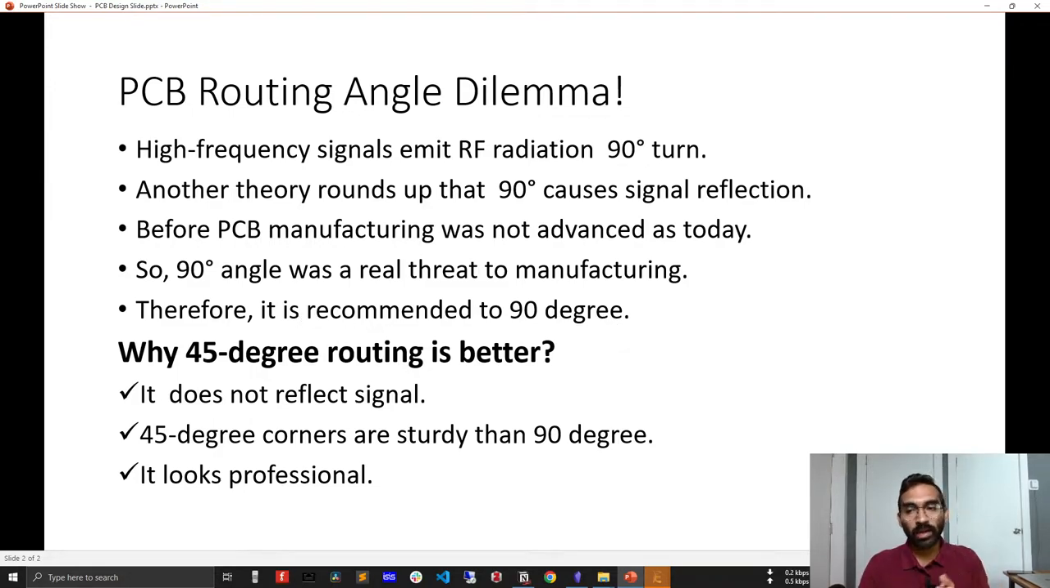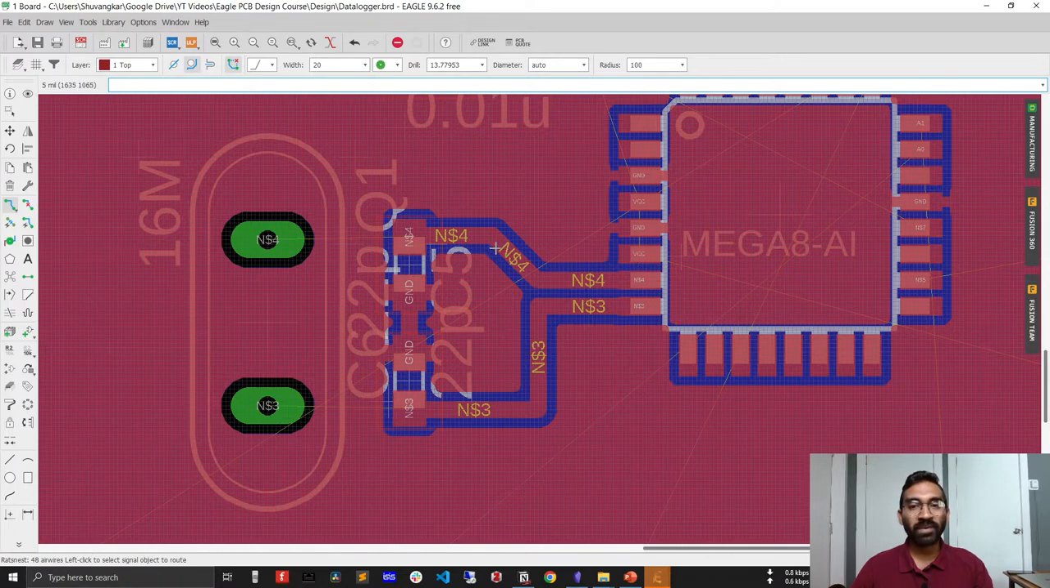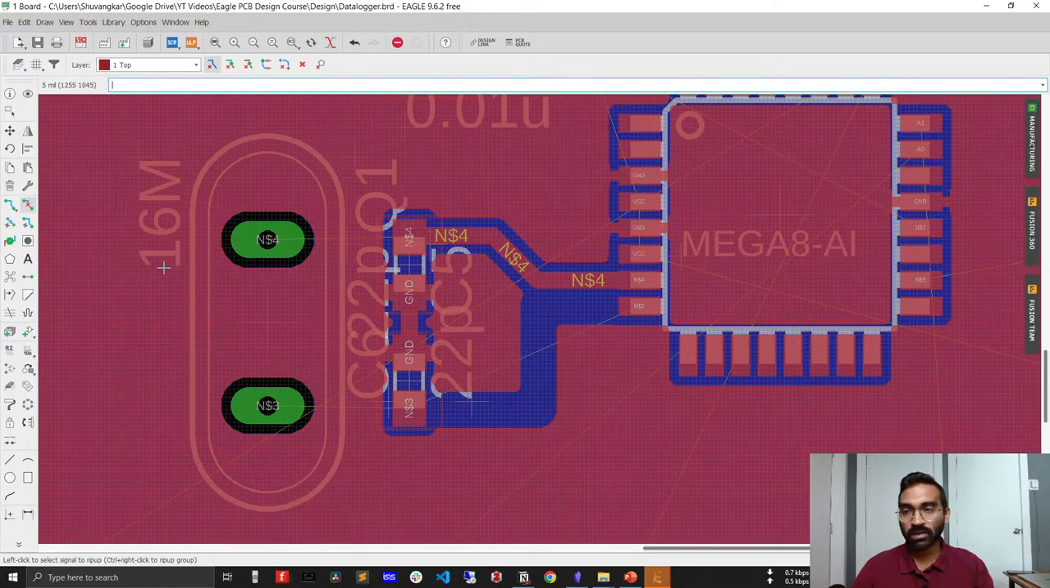And then it is recommended to actually route the traces in 45 degree. So the reason is actually 45 degree does not reflect signal, and also 45 degree corners are sturdier than 90 degree. That means it is actually more durable. And also when we trace the wire bend in 45 degree, it looks more professional. So this is the reason we have to actually prefer 45 degree over 90 degree. That means I have to delete this connection, because this is not preferable. So we always have to actually select the 45 degree wire bend.